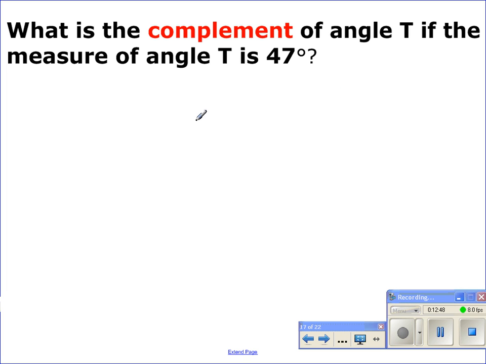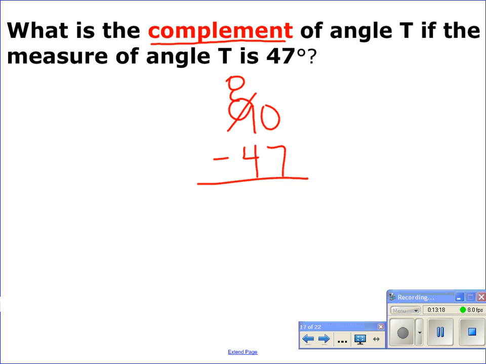Do this one on your own. What is the complement of angle T if the measure of angle T is 47 degrees? Complement. That's the root word of complementary. We know that complementary angles equal 90 degrees when you add them together. So just like before, we have to subtract 90 minus 47. Got to borrow. 10 minus 7 is 3. 8 minus 4 is 4. So the complement of angle T is 43 degrees.